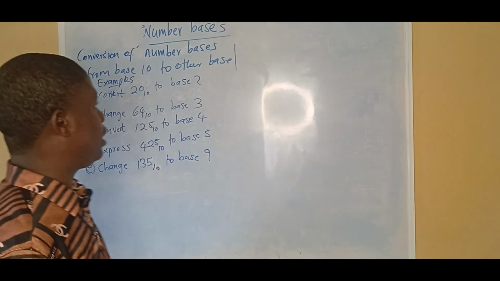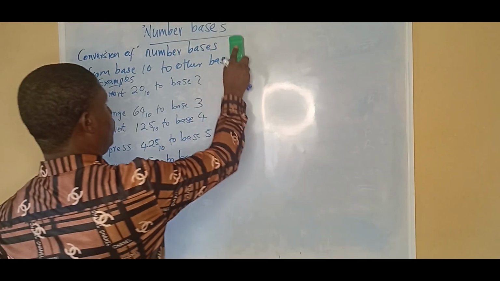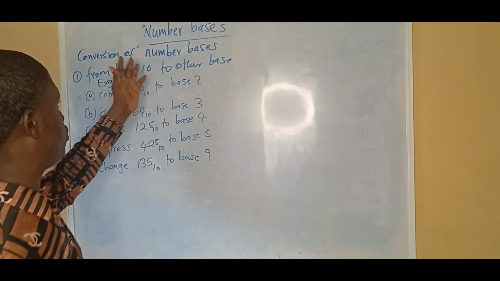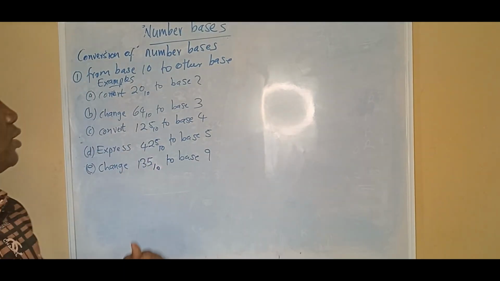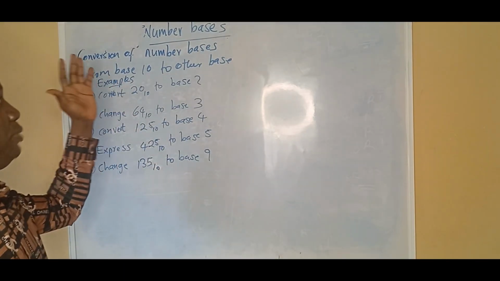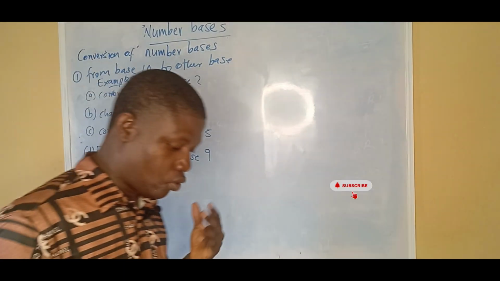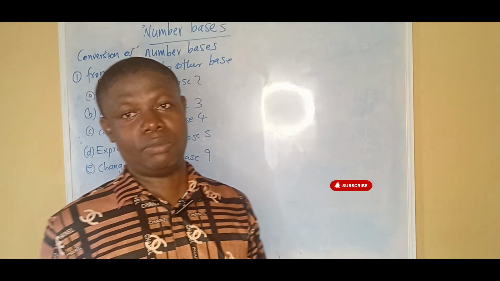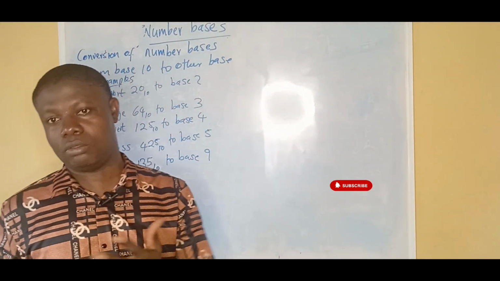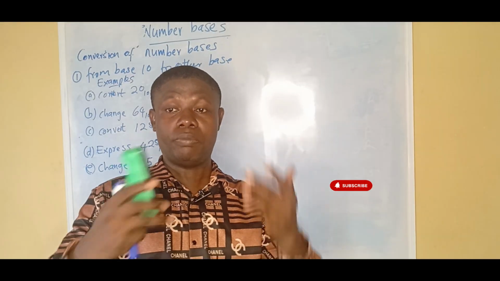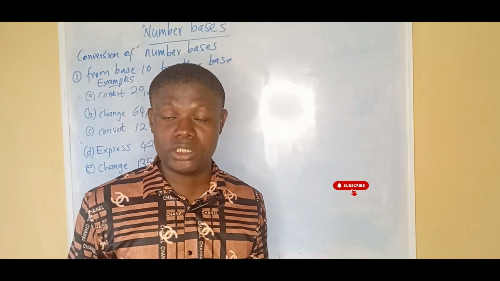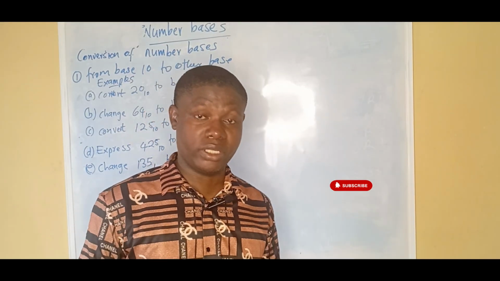So we are looking at number base, okay? We are looking at number base, and this is conversion of number bases. And the first one we're looking at is converting from base 10 to other bases. When we talk about base 10 numbers, we're talking about our natural counting numbers. So if I say 30 naira, that is in base 10. The numbers we use in our everyday communication are all in base 10, okay?